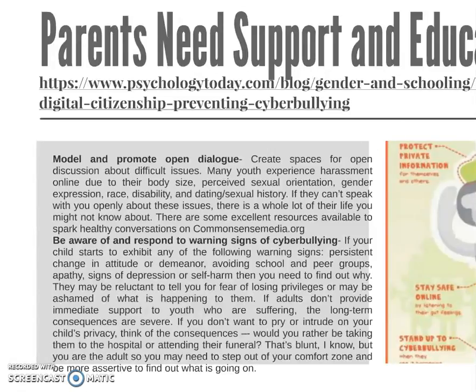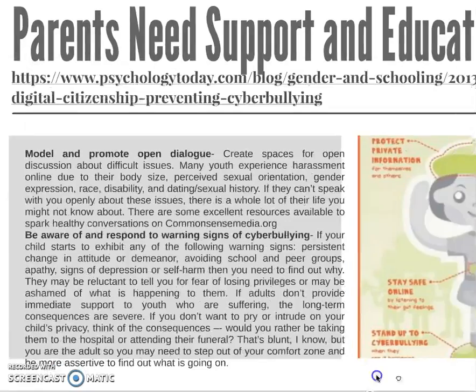And they are probably going to be reluctant to tell us for fear of losing privileges, or they may be ashamed of what is happening. If adults don't provide immediate support to youth when they are suffering, the long-term consequences are severe. If you don't want to pry or intrude on your child's privacy, think of the consequences. Would you rather be taking them to the hospital or attending their funeral? I mean, that's blunt, I know. But you are the adult. So you need to step out of your comfort zone and be more assertive to find out what's going on and support our children.